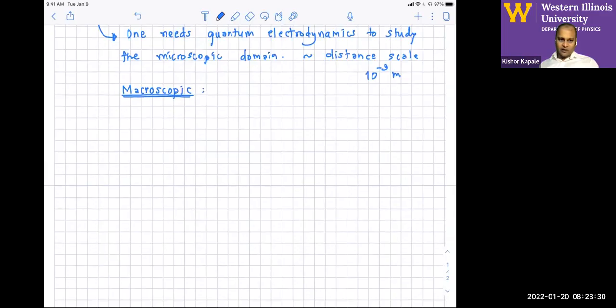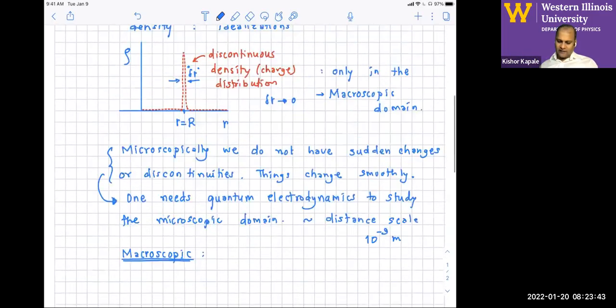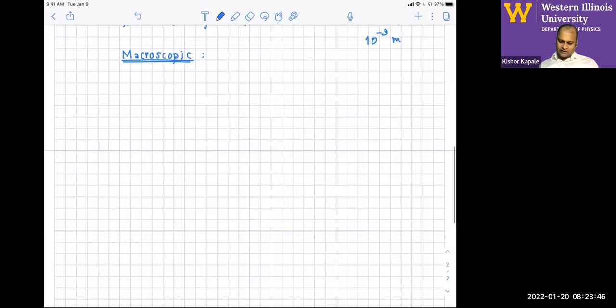For the macroscopic domain, because there are discontinuous jumps happening, we need to be able to express those in a mathematical form, and that's where this graph that I described to you comes in. We describe the volume charge density as a function of the magnitude of the radial coordinate. It becomes some surface charge density sigma times delta of r minus R. I'm going to just put it that way.